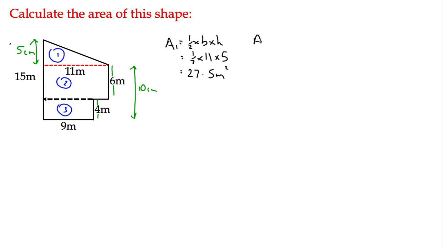Okay, let's look at area 2. That's the rectangle in the middle, so it's length multiplied by breadth. I've got 6 as its breadth. The length is still 11 because that red line is also the length of the rectangle as well as the triangle. So it's a very straightforward 11 multiplied by 6, which is 66 square meters. And the last one is the smaller rectangle at the bottom, so it's length multiplied by breadth. We've got 9 along the way and 4 high, so it's 9 by 4, and 9 fours are 36 square meters.